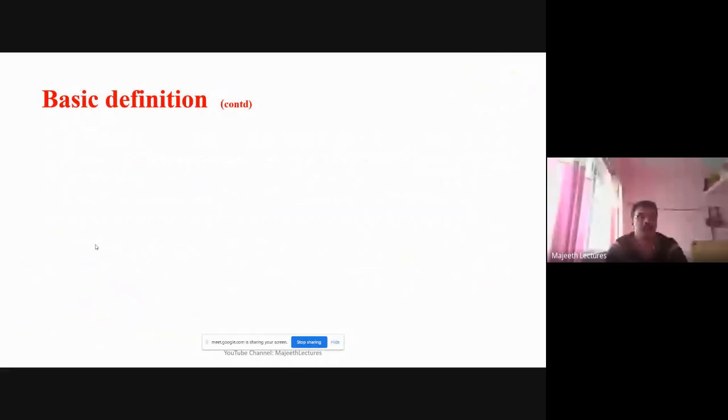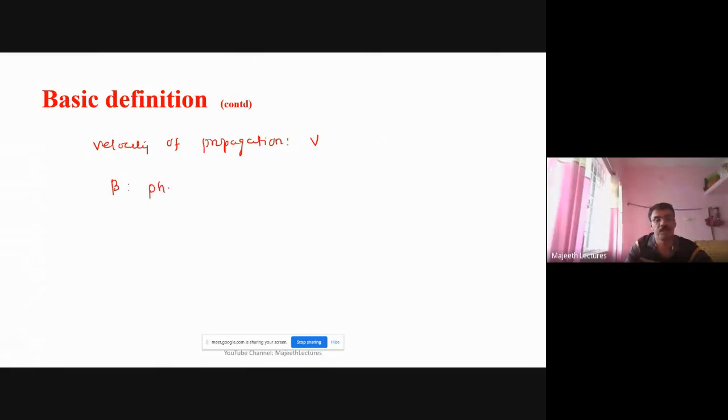Right. Next thing we have to remember is a few important definitions, right? So what are those definitions? I want to clarify all the things, otherwise you may forget. The first definition is velocity of propagation. That is V. We know the meaning of velocity of propagation, so I skip this. Next one is beta. It is called phase shift constant or simply phase constant, right?